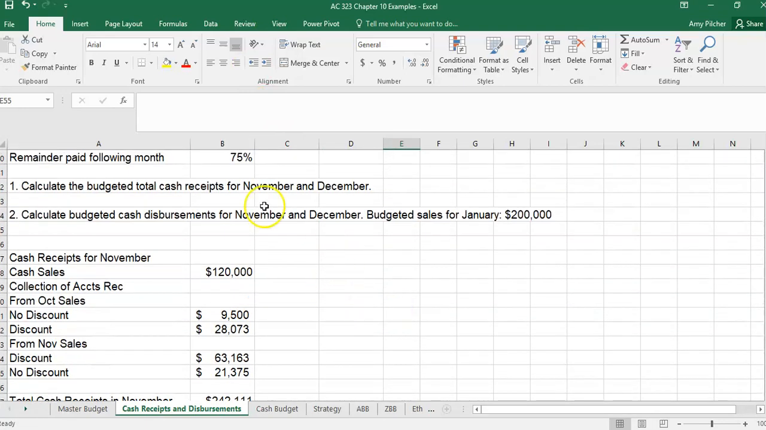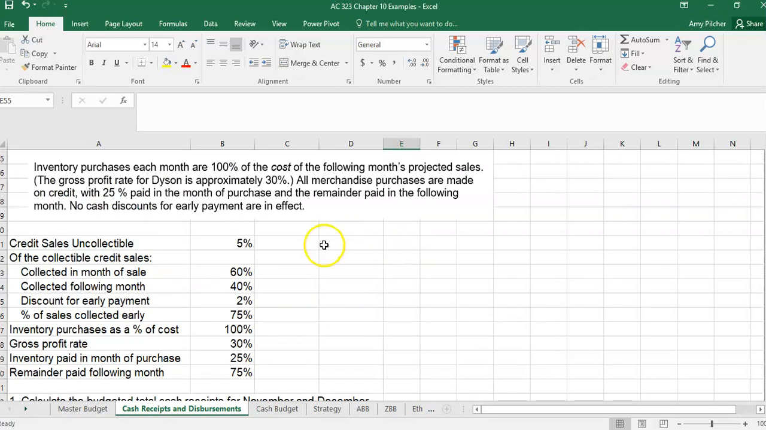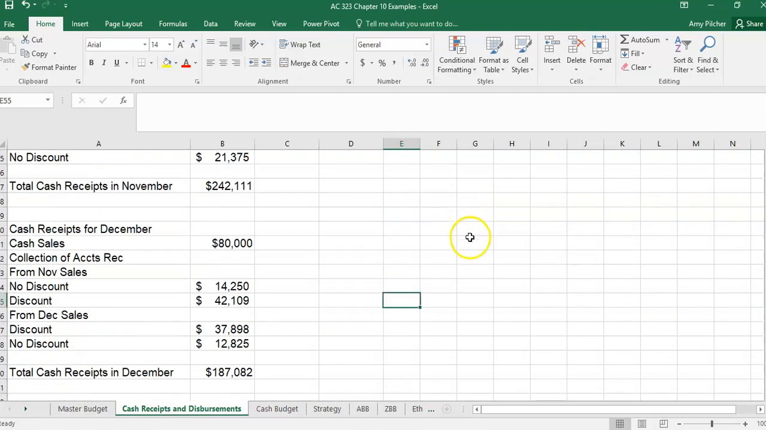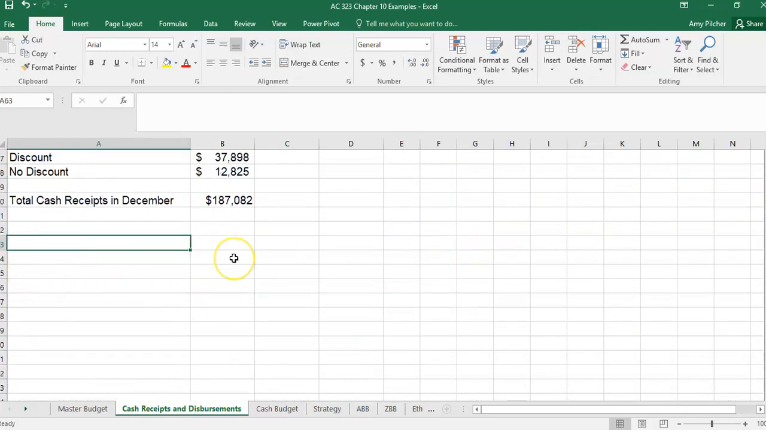Now we want to look at budgeted cash disbursements. So it tells us that inventory purchased each month are 100% of the cost of the following month's projected sales. Our gross profit rate is 30%. All merchandise purchases are made on credit with 25% paid in the month of purchase and the remainder paid in the following month. No cash discounts for early payments are in effect. So our budgeted cash disbursements.